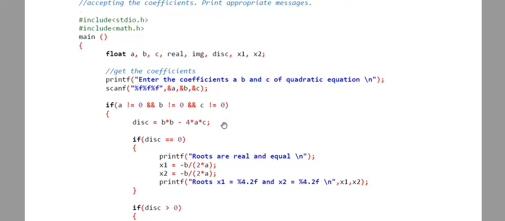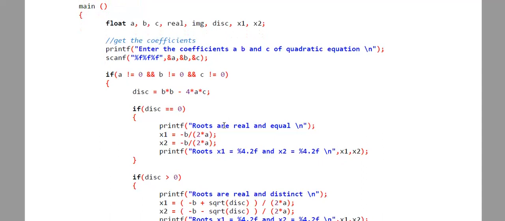Now first we have to make sure it is a quadratic equation. So if any of the values of a, b, or c is 0, then we will not say it is a perfect quadratic equation, we will say invalid inputs. We will do the calculation only when a is not equal to 0, b is not equal to 0 and c is not equal to 0.